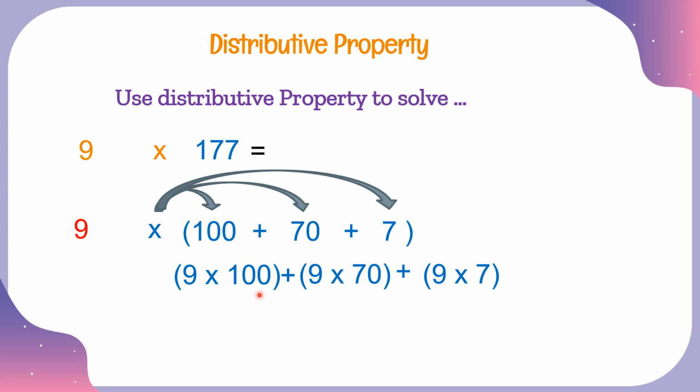What is 9 times 100? It is 900. What is 9 times 70? It is 630. What is 9 times 7? It is 63. Now I have three partial products. I will add them together and the sum will be 1593. So 9 times 177 equals 1593.